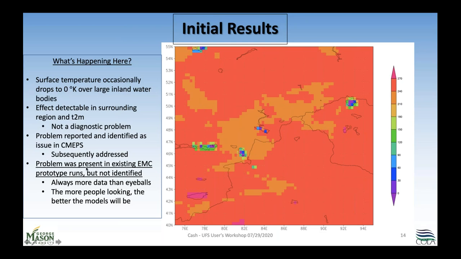And the point that I wanted to make here is the problem was present in some of the existing EMC prototype runs, but it just hadn't been spotted. Not because anybody was being careless, just because in a project like this, you always have more data than eyeballs. There's just not enough human power to go around to look at all of the things that could be happening in all of these cases. And I think this illustrates a real strength of the community approach. The more people you have looking, the better the models will be, the more things we find like this.